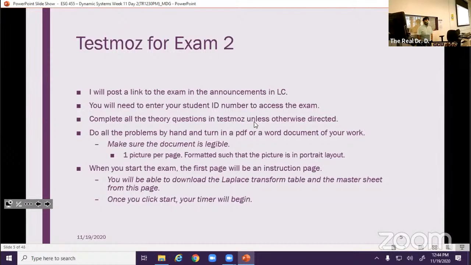Once you get in there, in order to access the first page, you'll have to put in your student ID number. If you don't know your student ID number, you have a few days to get it. So there's that.